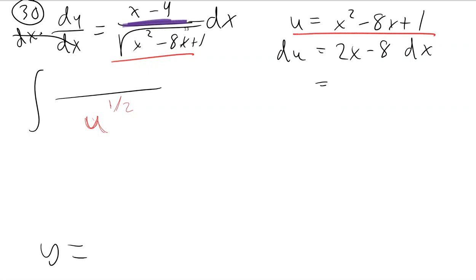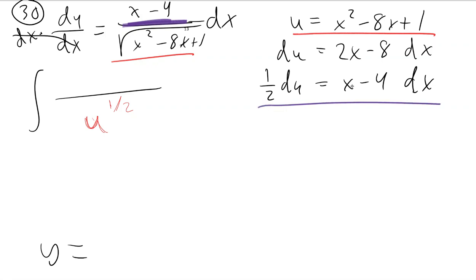So write what you want right underneath what you have, and then it's going to be a little easier to see. I just want to divide this side by 2, so divide that side by 2. So in place of x minus 4 dx, I can put 1/2 du. So there's nothing left in the numerator, so that leaves us behind a 1.